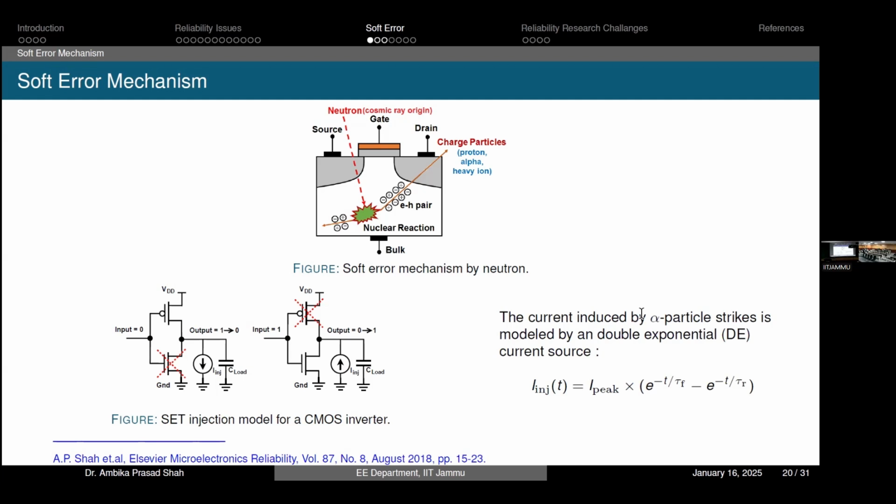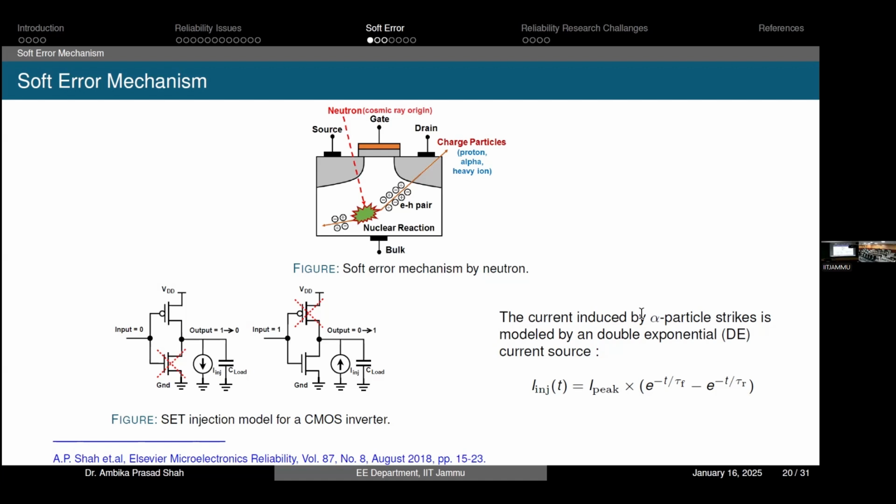But because of that glitch, your output can move to 0 from 1. For that, you need to take current out from there so that you can change the logic. So you have to apply a current in the reverse or opposite direction. Similarly, if you have input 1, you are expecting your output should be 0. In that case, if you want to flip your logic from 0 to 1, then you have to push some more current. So ultimately, we are changing the current because of that glitch, and that is modeled by the double exponential current, and this is doable. The similar thing can be applied for sequential circuits as well.